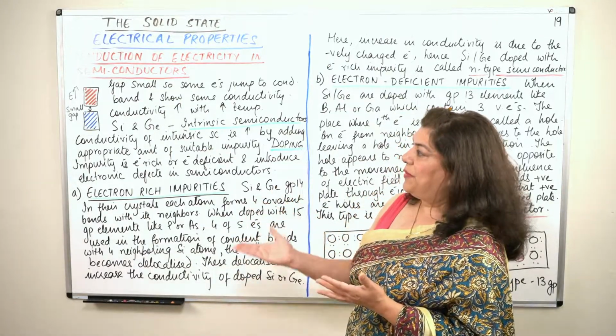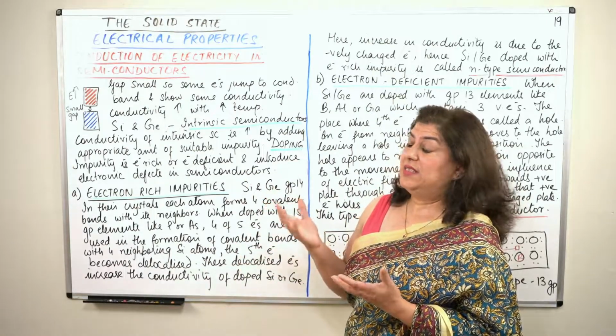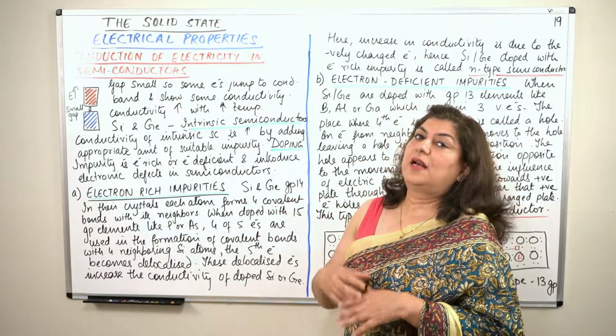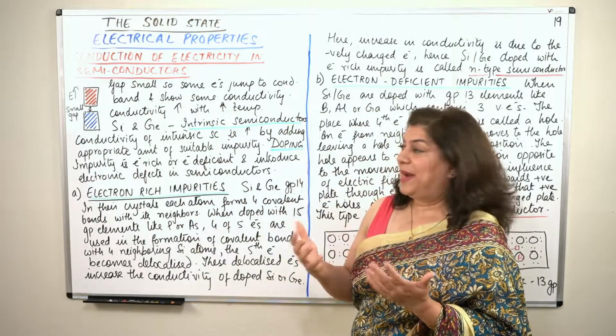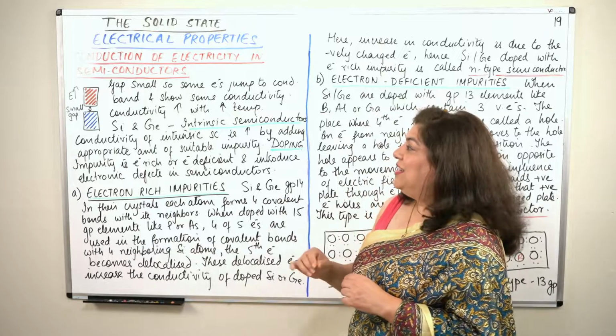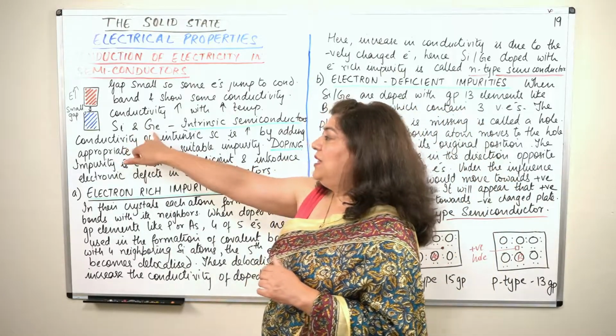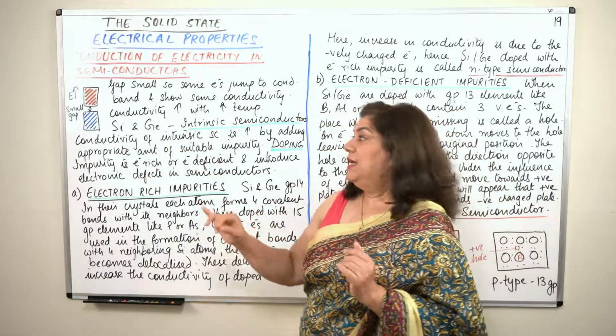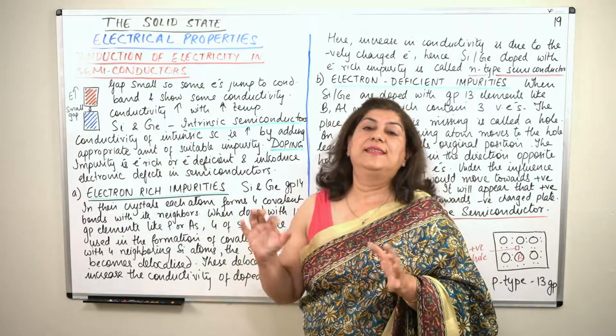So if you increase temperature, the conductivity can increase, but still, semiconductors are not good enough conductors to be of any practical use. Therefore, some impurity is added. So silicon and germanium are semiconductors naturally, so we call them intrinsic semiconductors.